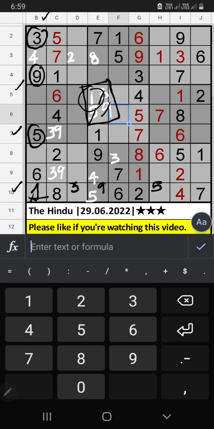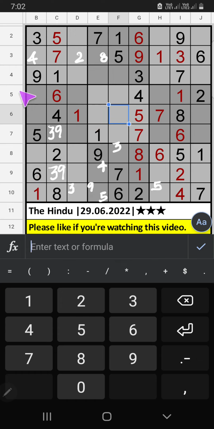5th row and 7th row, column B, we have 1. So 1 can't come in these cells. Then 1 is confirmed here. 5th row and 7th row, column F, we have 6.